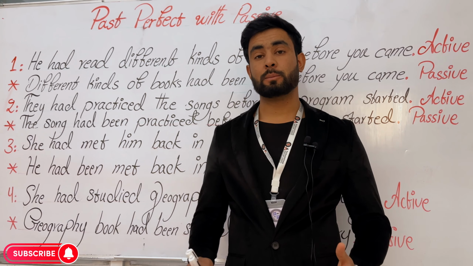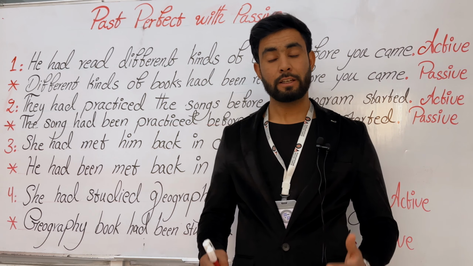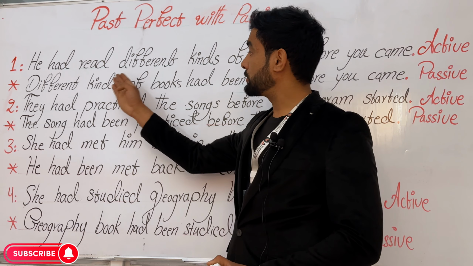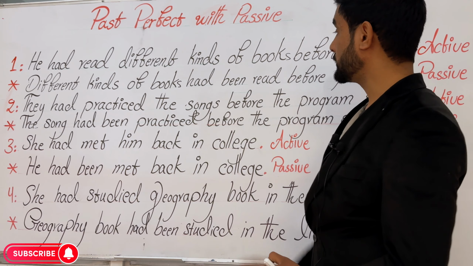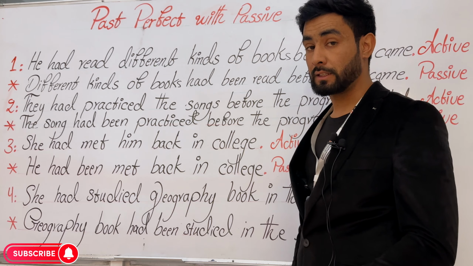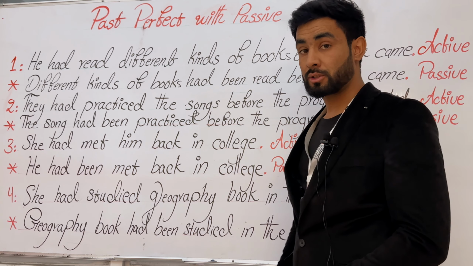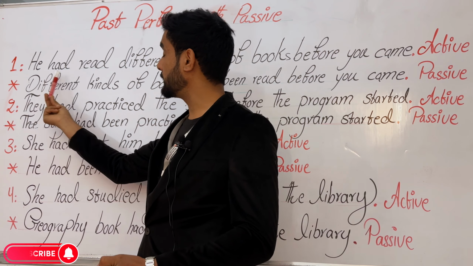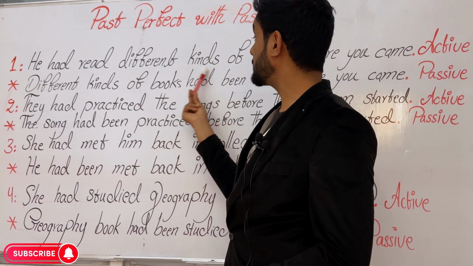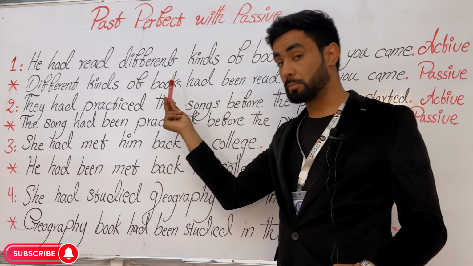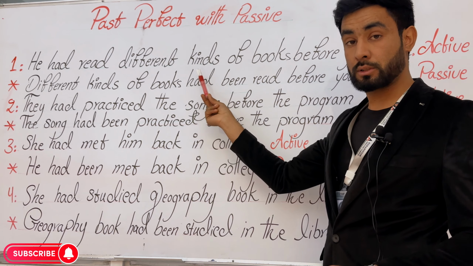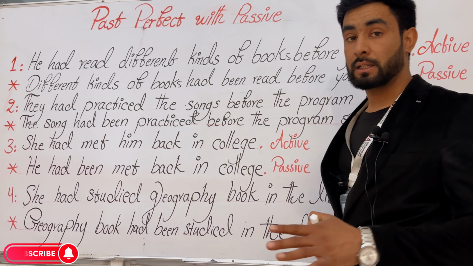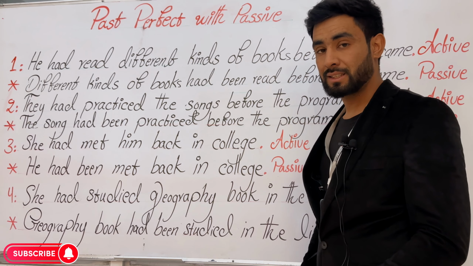Let's look at some of the examples of past perfect and the passive voice. The first sentence I have written here, he had read different kinds of books before you came. It is past perfect, and we need to understand the parts of the sentence. The first part, he is the subject, had is the auxiliary verb, read is the verb 3, different kinds of books is the object, and this is the most important part of the sentence to be able to change it to passive. Before you came, it's the complement or the rest of the sentence.